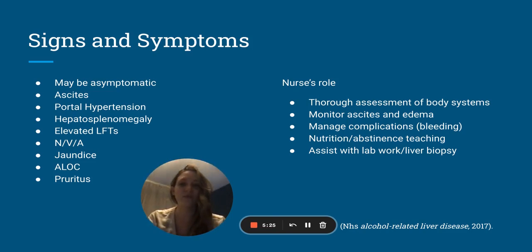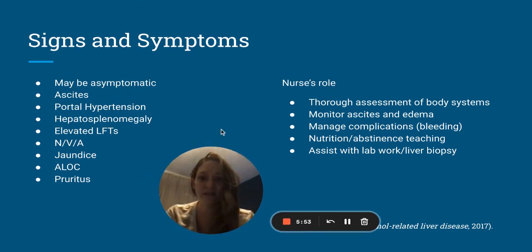So, as nurses, you want to perform a thorough assessment, monitor fluid accumulation, administer prescribed diuretics, collaborate with the physician for possible paracentesis to get rid of that fluid, monitor for complications from portal hypotension. We'll talk about that a little bit later. And educate, obviously, the patient on alcohol cessation. Okay, so as far as labs, you're going to see elevated liver function tests. And then don't want to forget about that pruritus or the skin itching.